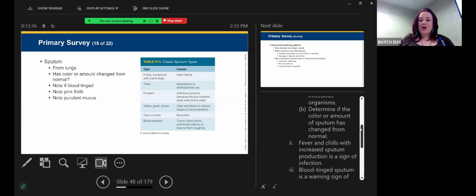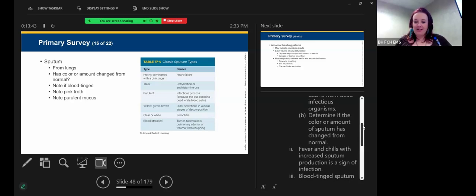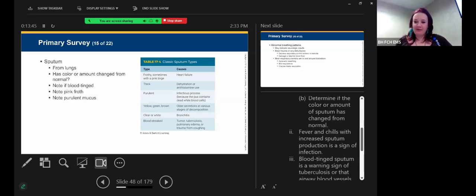Yummy. Stop. Determine. Shane is getting sick. She's got her own infectious organisms that she's trying to cough up over here.